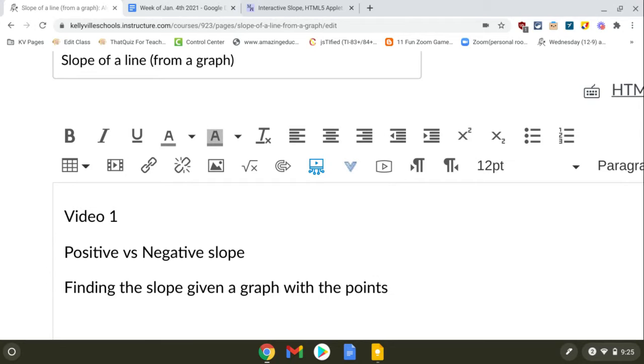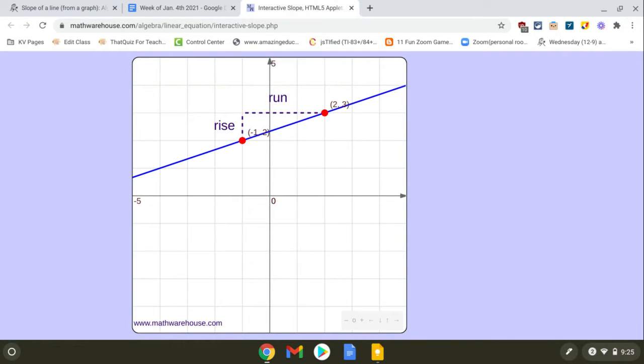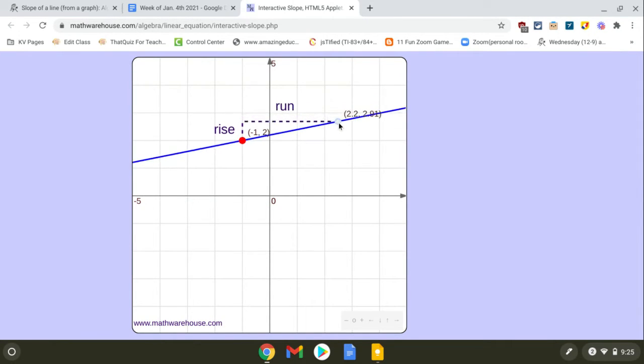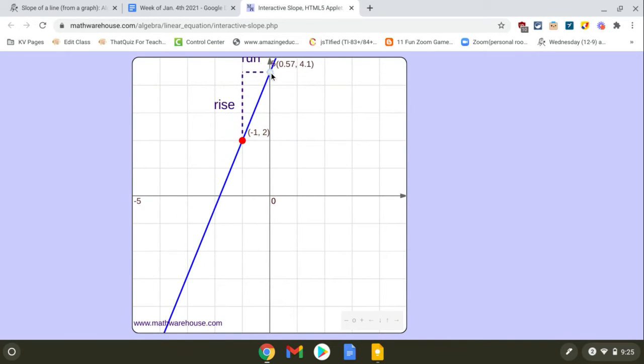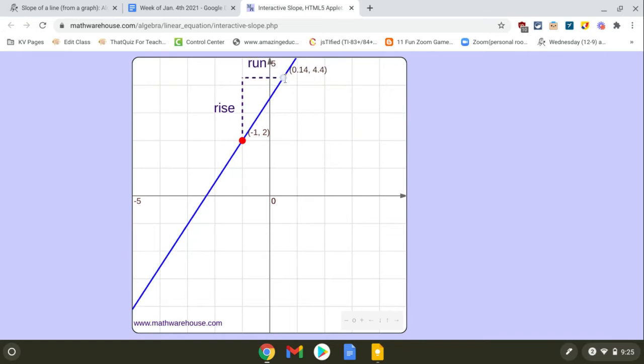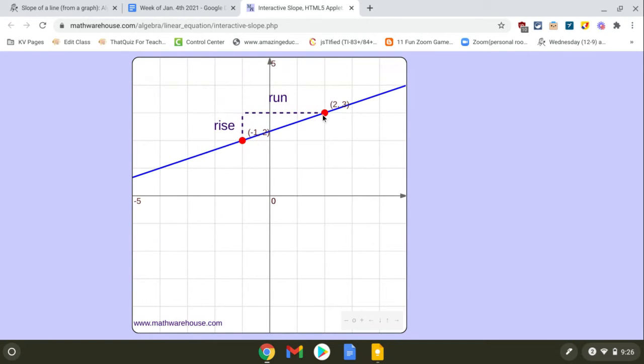Now, you may have talked about slope in the past. Basically, it's a number that we use to describe how tilted a line is. So this line right here has a little bit of a slope. Right here, it has less slope. And here, you would say it has a lot of slope. It's really tilted.